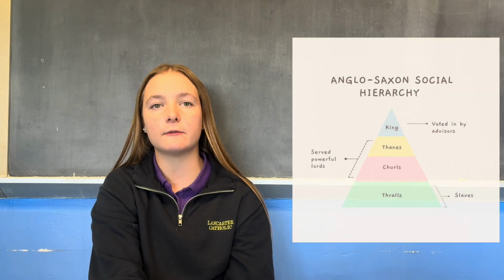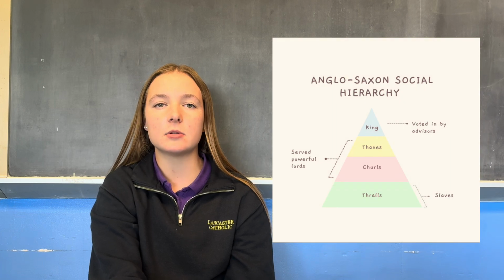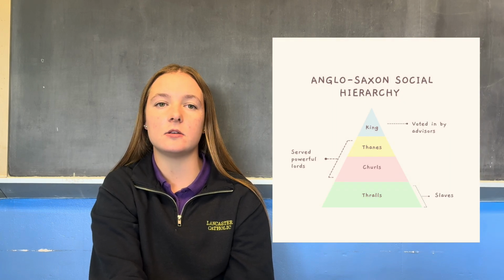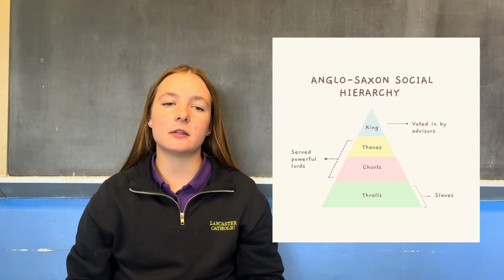The first topic we are going to discuss is the hierarchy and social structure within Anglo-Saxon society. There were 4 pillars of rank. The highest were the kings who ruled over the kingdoms and held a unique royal household and held the highest authority. The next pillar was the thanes.